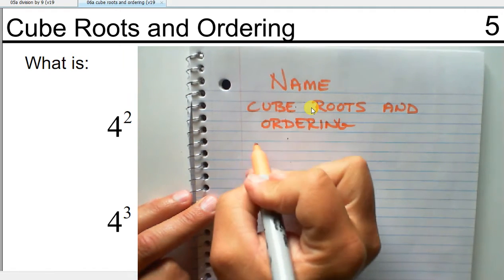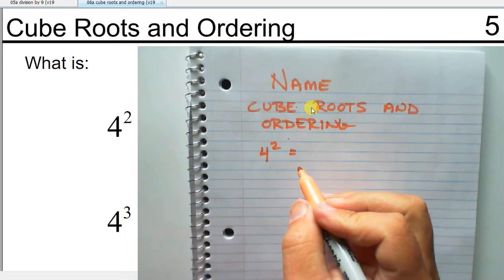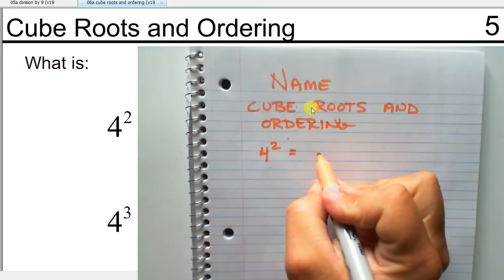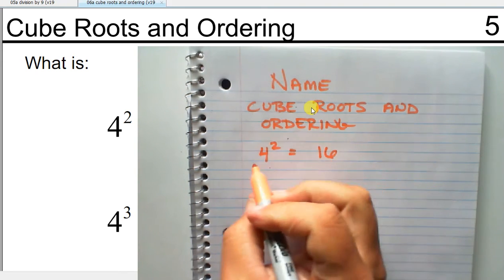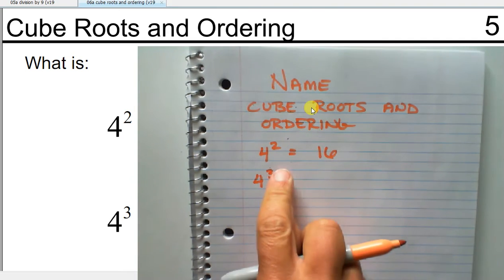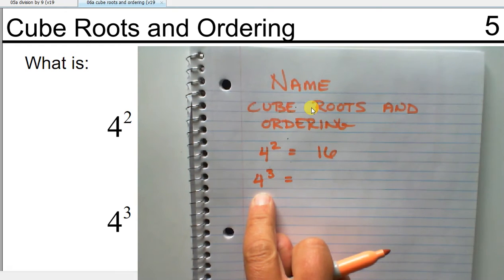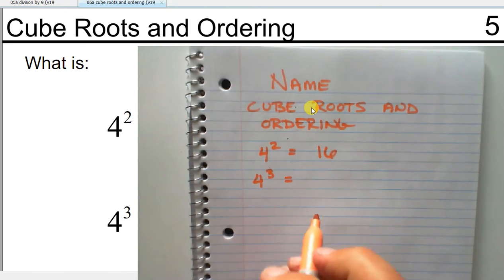And we'll start with a couple squares. So 4 squared equals what? 4 squared equals 4 times 4, which is 16. What's 4 to the third? Well, 4 squared is 4 times 4. 4 to the third is 4 times 4 times 4.